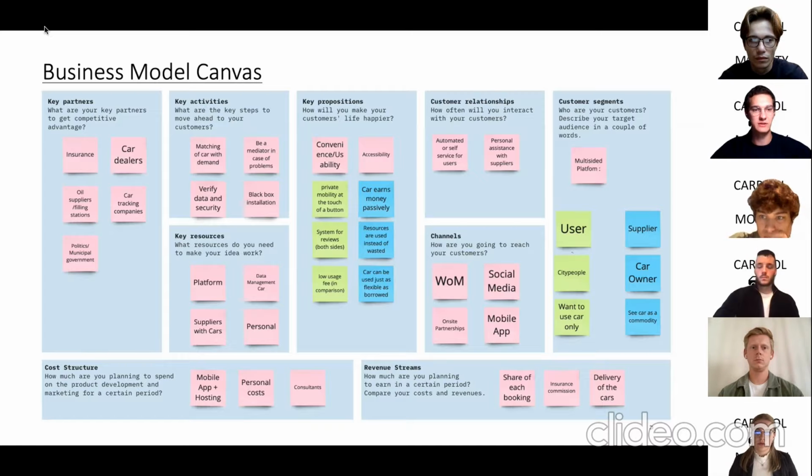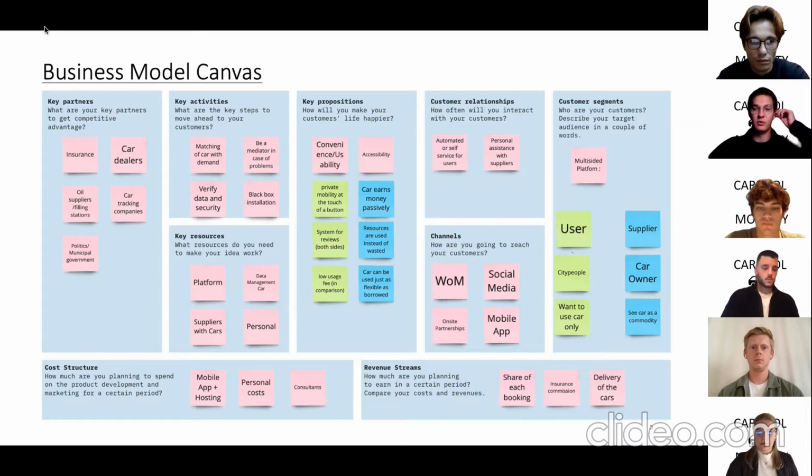And yeah, we will do that with our key partners, especially with insurance, but also with car dealers, with the car tracking companies who produce the chips, and filling station. And maybe we can also cooperate with politics so that we will get free parking spaces. Finally, let's come to the cost structure, where we will have the mobile app and the app hosting as one cost point. The personnel cost, of course, is another, and also as a third factor, the external consultants.